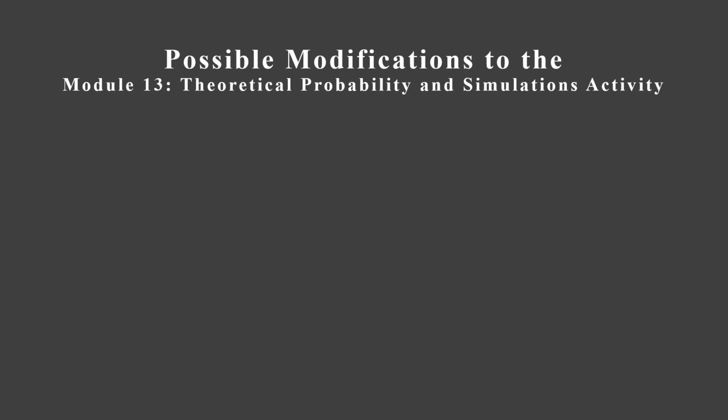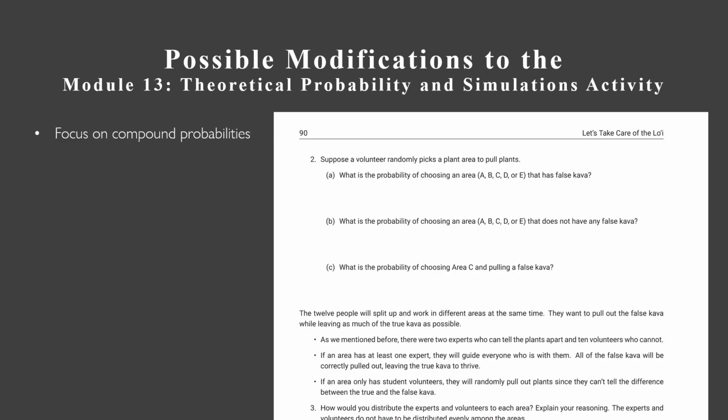We always support modifying our activities to fit the needs of your classroom or your teaching style. In particular, we think compound probabilities are usually difficult for students to understand. So we suggest perhaps spending more time in part 2 of the activity and providing more practice questions similar to part 2c. Here, the students can explore different ways to do the calculations.